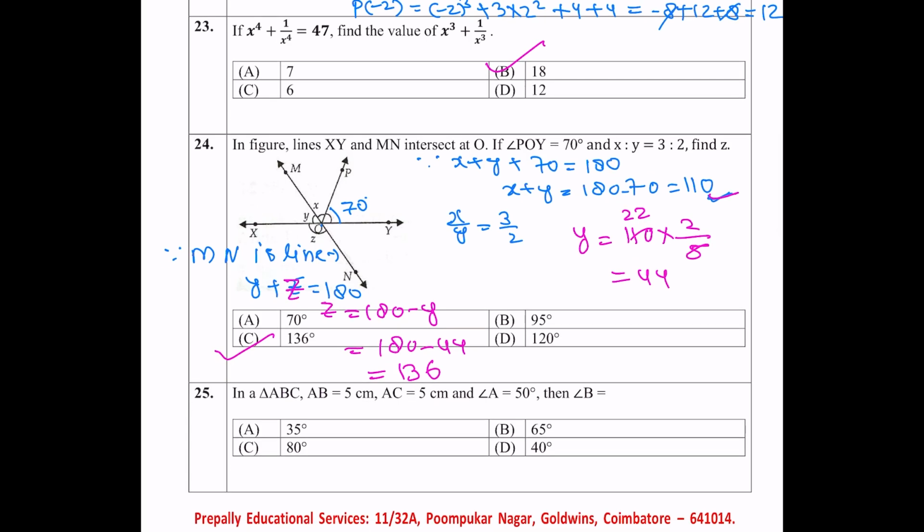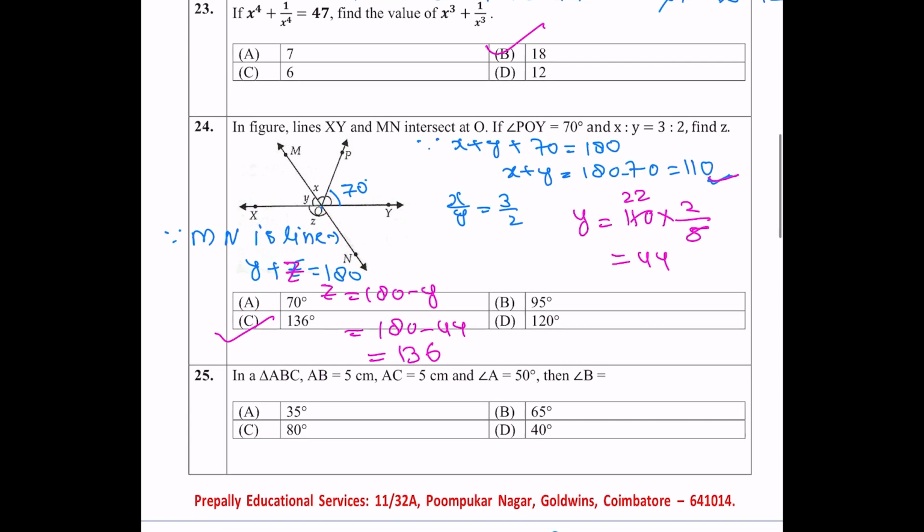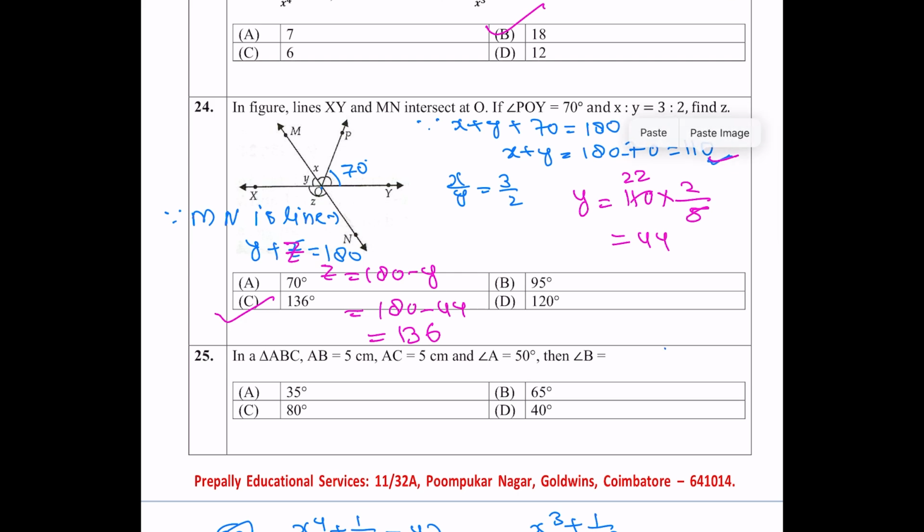Okay. Now here the question number 25, in triangle ABC. So here I make a triangle ABC. AB and AC are equal to 5 centimeters. This is 5, this is 5. It means both the sides are equal. Angle A is given as 50 degrees. So here we know this is an isosceles triangle, so these two angles are equal to each other.